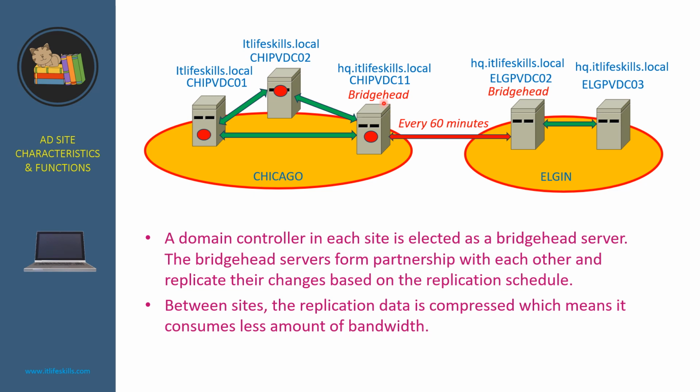However, CPVDC11 will wait for the next replication schedule, then compress the data and replicate it to LHPVDC02. Upon receiving the data, LHPVDC02 will decompress it and send it to LHPVDC03 right away.